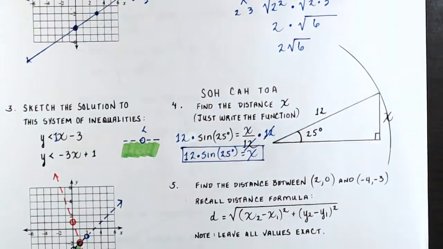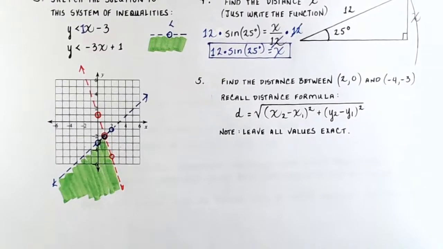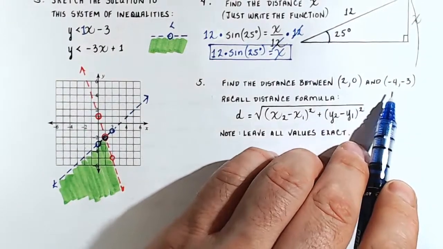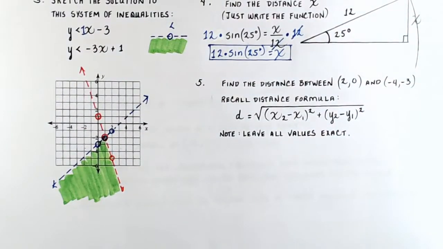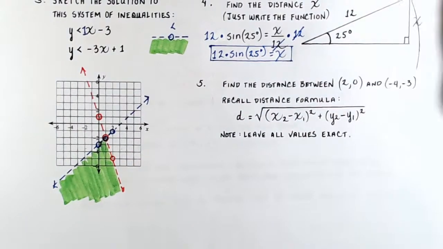There it is. Okay? So finally, we're down to number 5. Find the distance between (2, 0) and (-4, -3). I'll let you look at that for a moment. We're going to be using the distance formula to do this.